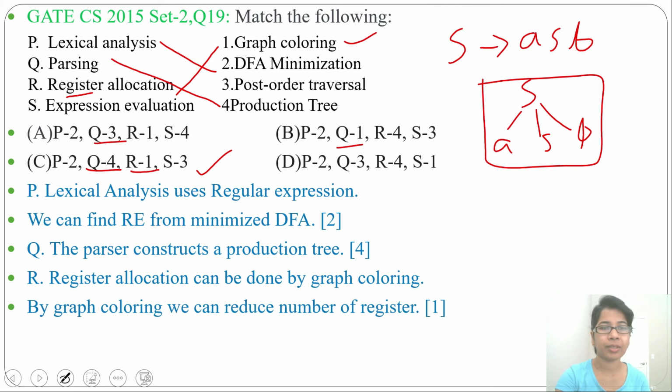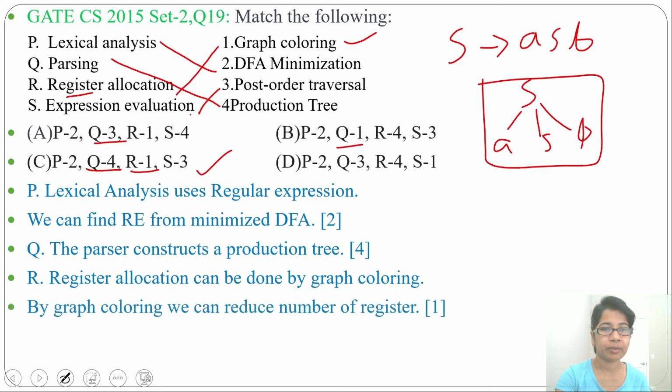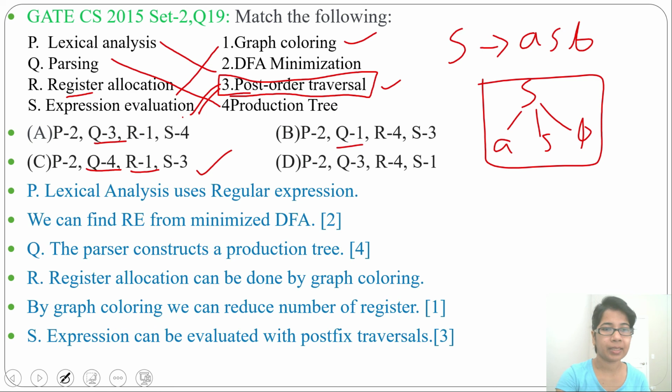Next, expression evaluation. Expression evaluation you can do by postfix traversal. In stack, I discussed that we can evaluate expression by using postfix traversal. So expression evaluation will be connected with post-order traversal. Postfix traversal or post-order traversal, these are the same. So expression evaluation is connected with 3. S is 3. Now in option C, P is 2, Q is 4, R is 1, S is 3. So the answer will be option C.